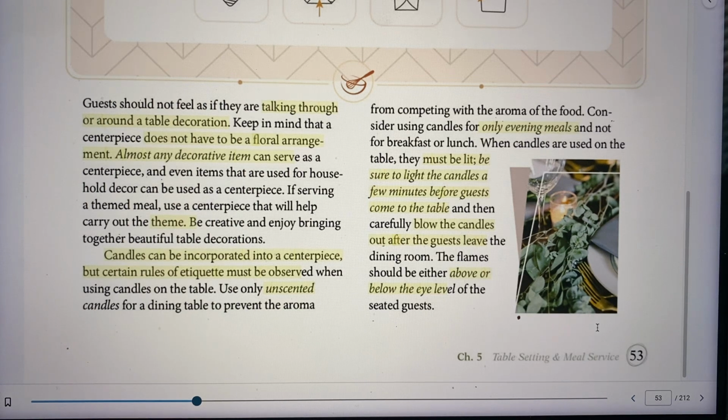Or wax falling. That's one thing I've learned about candles, to put something underneath so the wax doesn't fall on your tablecloth. Because if wax gets on your tablecloth, it's very, very hard to get off. You might as well throw away your tablecloth, right? So it's important to put something under if the wax is going to drip down. The flames should be either above or below eye level, so you're not looking right through the flames at somebody. Good idea.